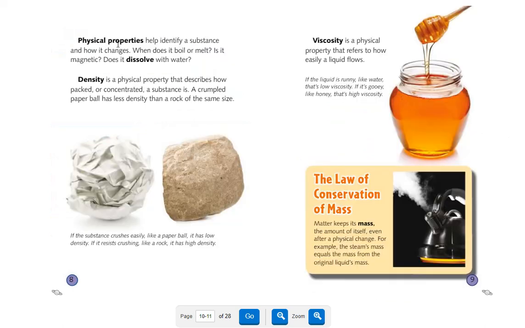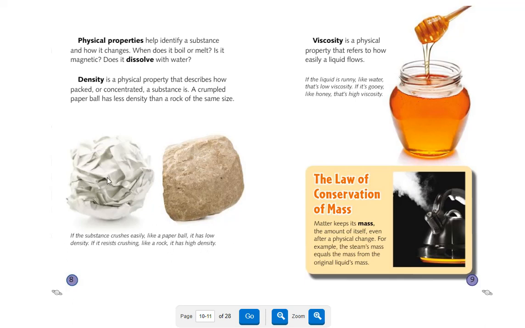Moving on, physical properties help identify a substance and how it changes. When does it boil or melt? Is it magnetic? Does it dissolve in water, like sugar or salt? Density is a physical property that describes how packed or how concentrated a substance is. A crumpled paper ball has less density than a rock of the same size. So if the substance crushes easily, like a paper ball, it has low density. But if it resists crushing, like a rock, then it has high density.